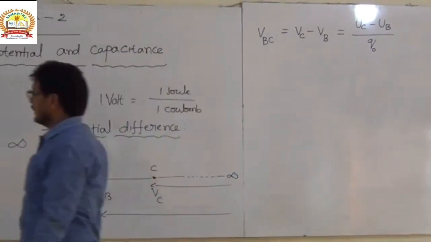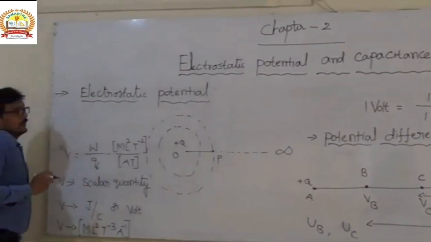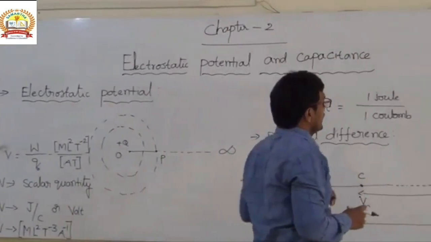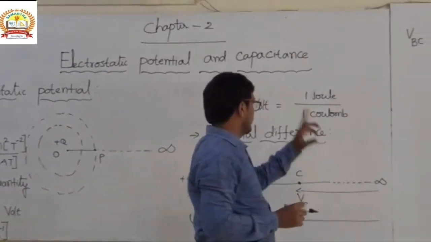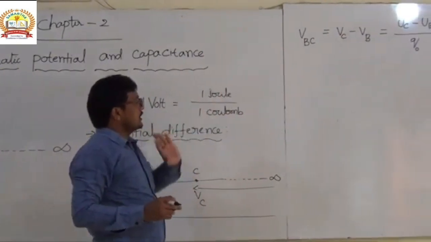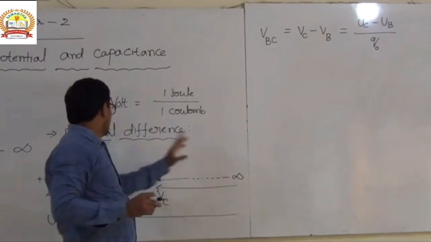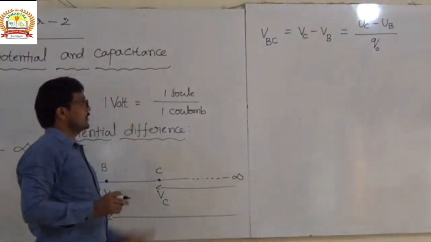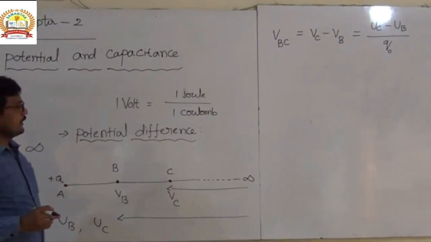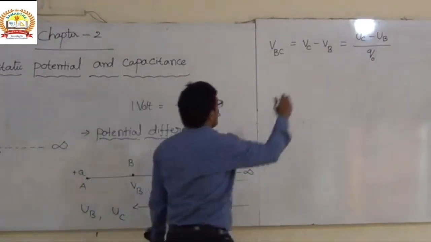Here we use the notation Q naught for the test charge. Then the potential difference between B and C means we are going to bring the charge from infinity to point C. The corresponding potential is VC, and we bring the charge from infinity to point B. Then the potential is VB. So VC minus VB is equal to UC minus UB by Q naught.